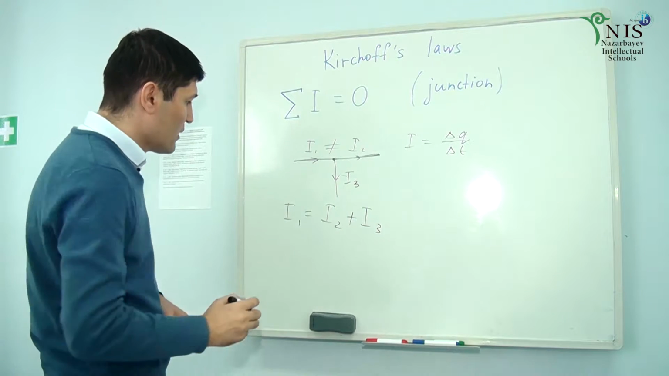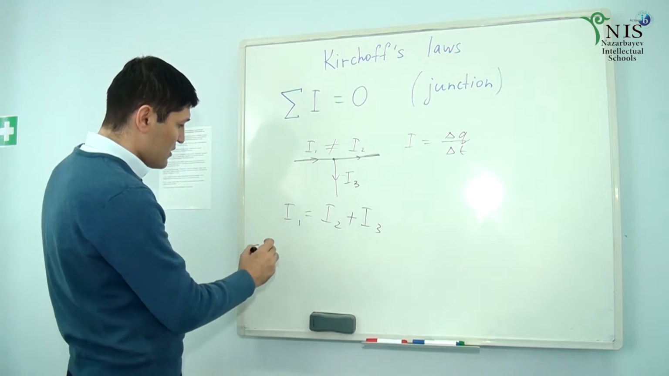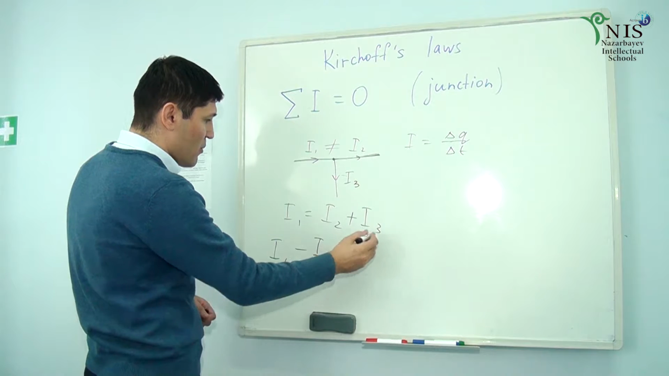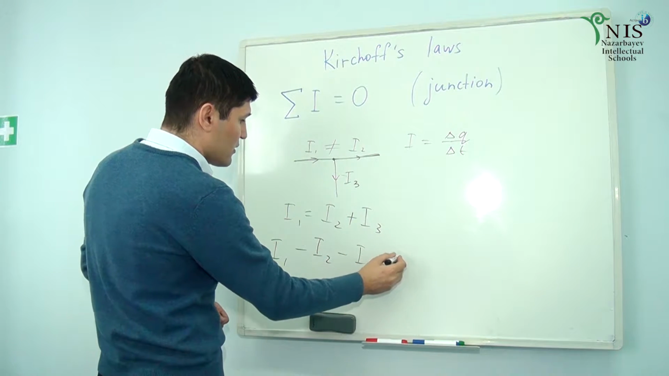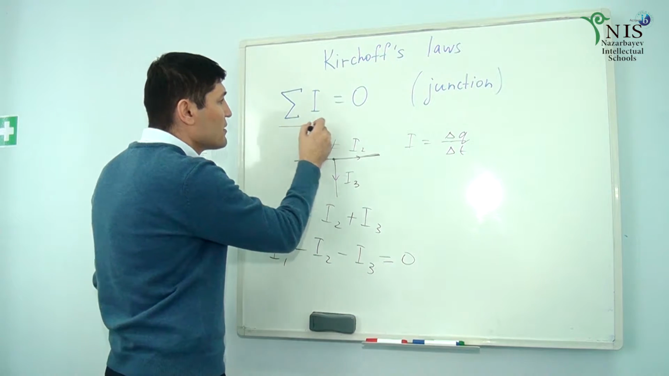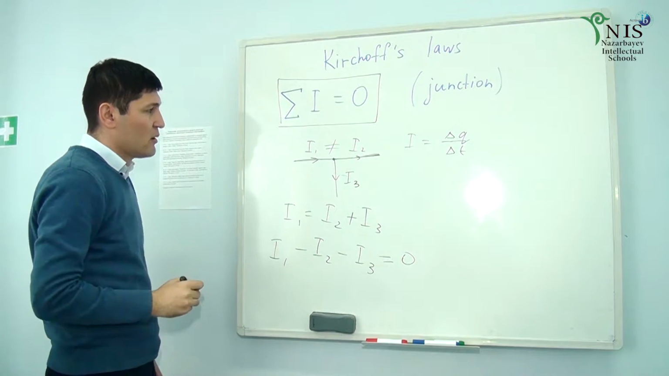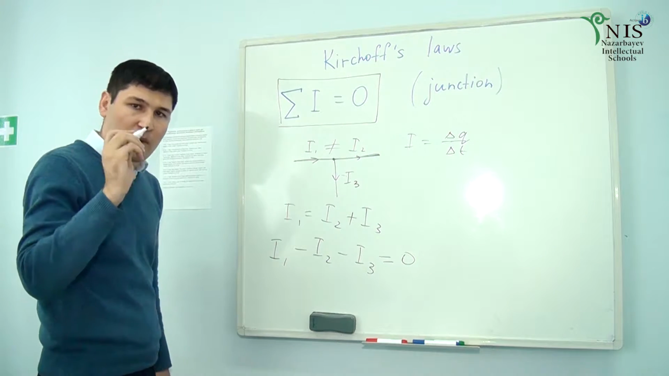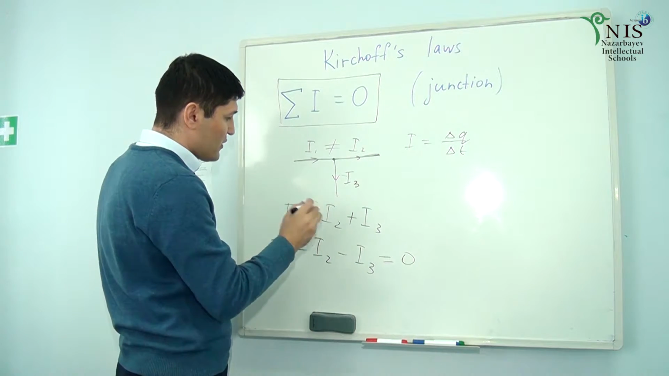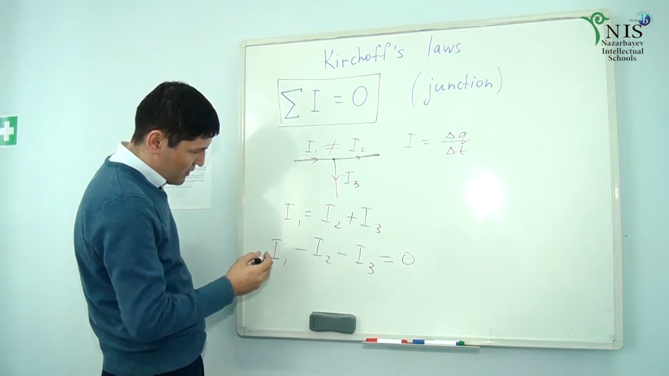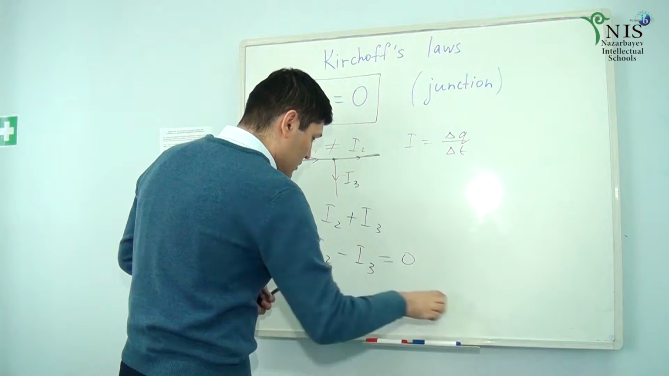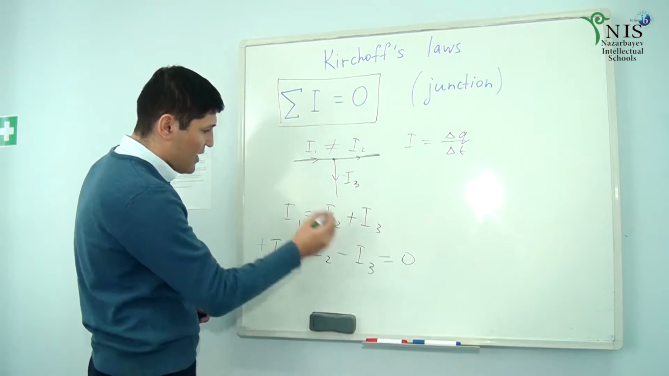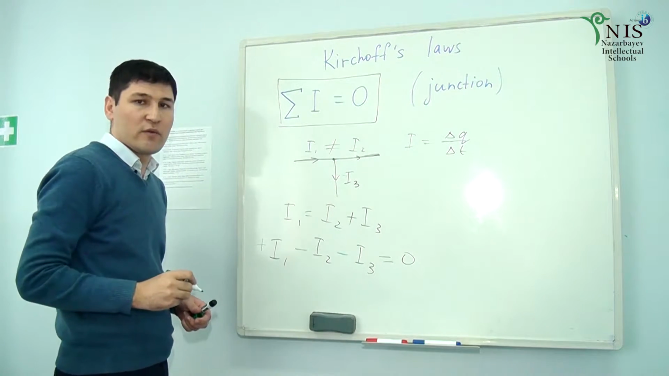If we move I2 and I3 to the left-hand side of the equation, we get I1 minus I2 minus I3 equals 0. This is Kirchhoff's junction law, which means the sum of all currents coming into the junction equals 0. But you need to be careful here, because as you can see, this is positive, this is negative, and this is negative. And we add them together to get 0 according to Kirchhoff's first law.